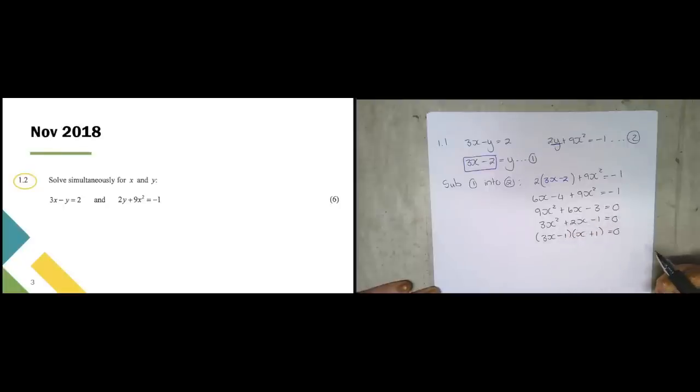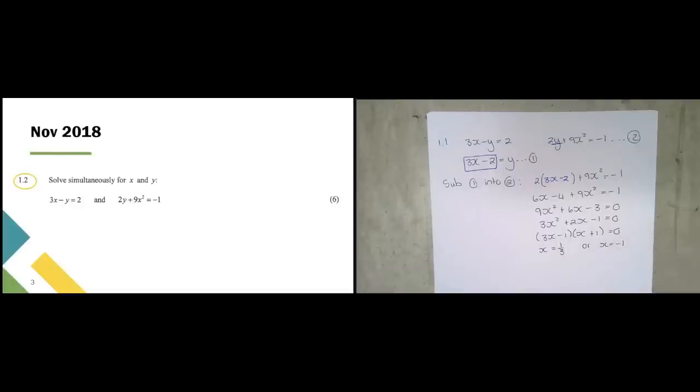Grade 12s, remember, if you're struggling to factorize trinomials like this, you are welcome to use the quadratic formula. You just have to show your substitution, please. So that means x could have been a third, or x could have been negative 1.